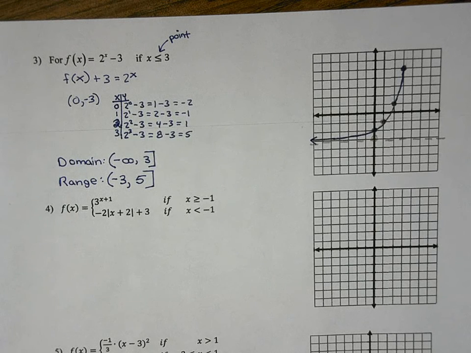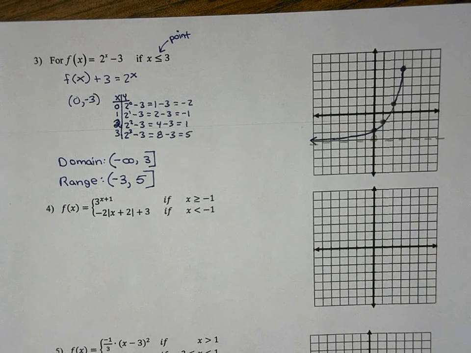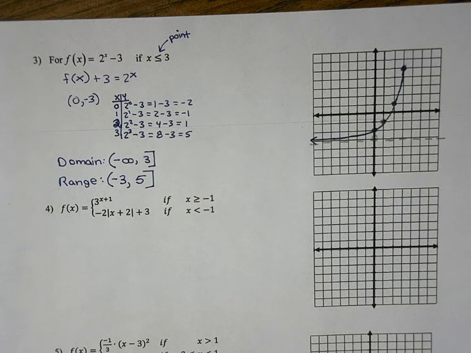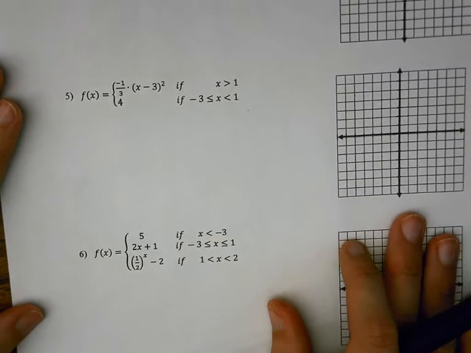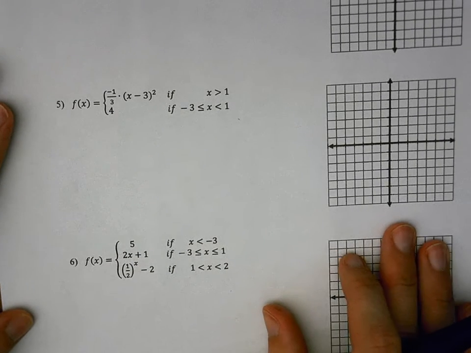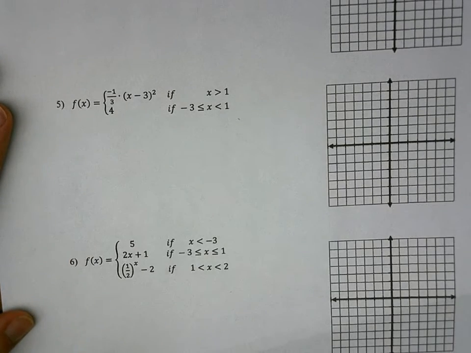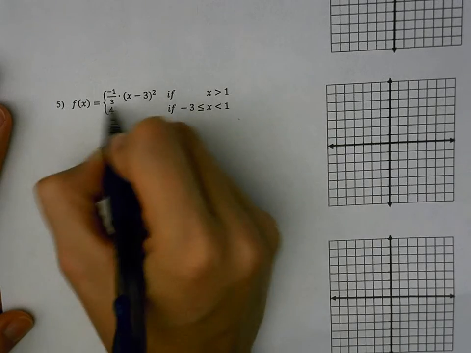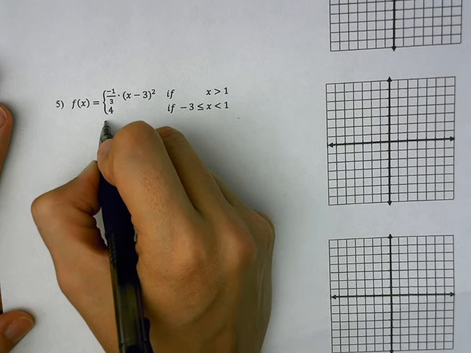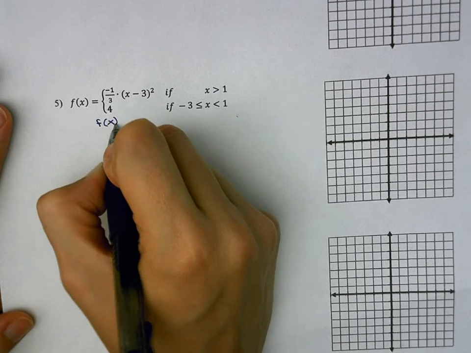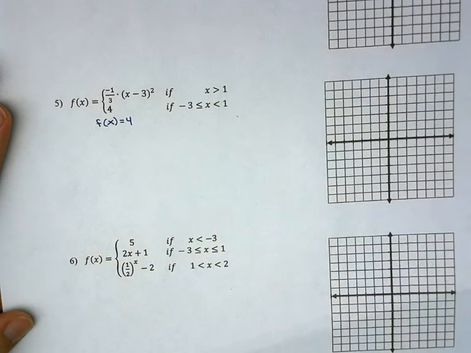Okay, let's go ahead and move down to number 5 next. Number 5. We have 2 pieces to this piecewise, and so let's go ahead and take the top one first. No, never mind. I'm going to do the bottom one first. That's just 4, right? That one's pretty easy. What does y equals 4 look like again?